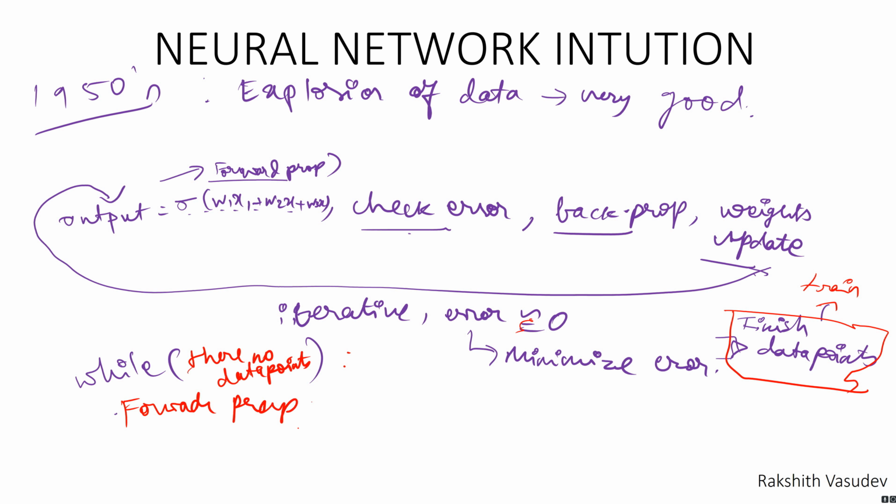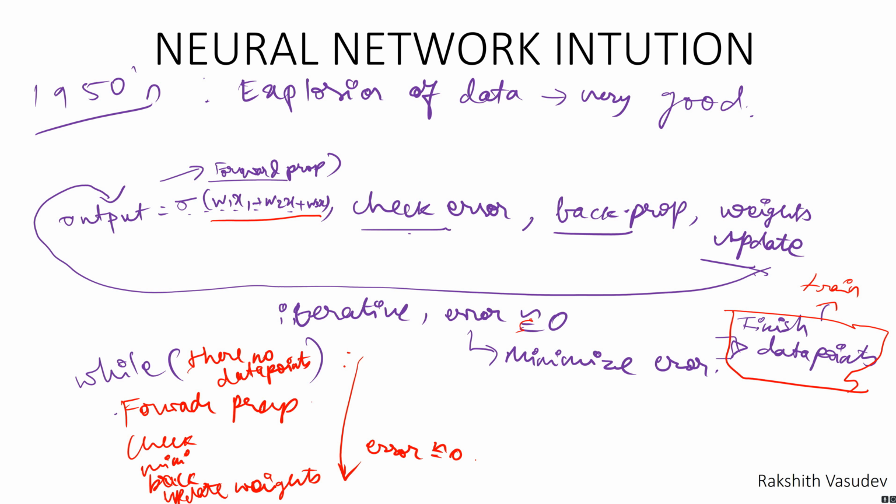Okay, once you do forward prop, you know what is forward prop now. This is what is forward prop, and then you check for error, you minimize the error, you back propagate. In back propagate, what happens is you update the weights. Update weights. And that's it, and you repeat this cycle over and over again until the error is almost close to zero, and you have exhausted all data points.